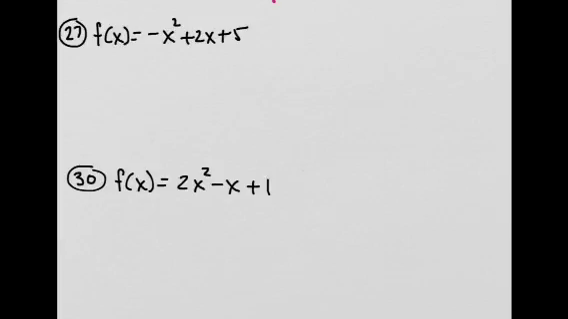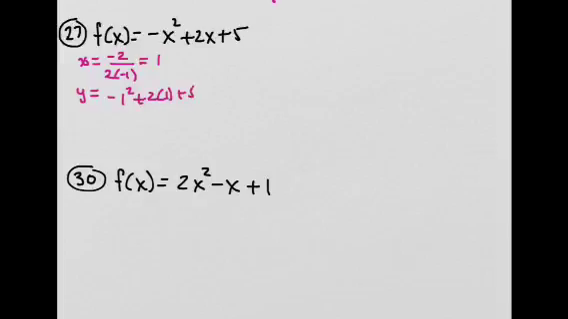Alright, for 27, I would use the negative b over 2a to find the vertex. So my x coordinate would be -2 over 2 times -1, because a is -1. So this gives you -2 over -2, which is 1. And then to get the y coordinate, replace all the x's with 1, so I put -1 squared plus 2 times 1 plus 5.